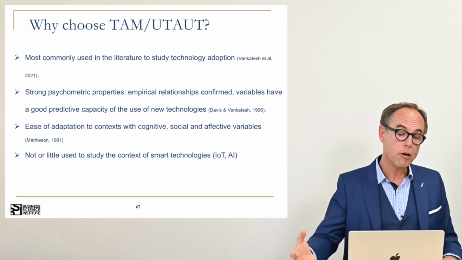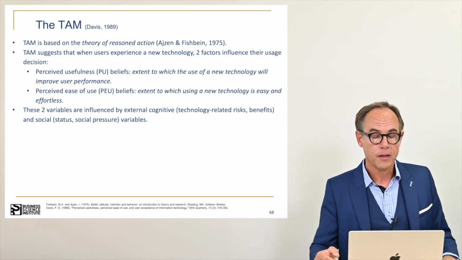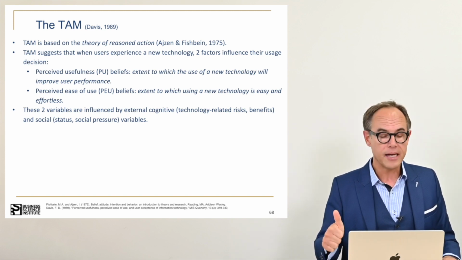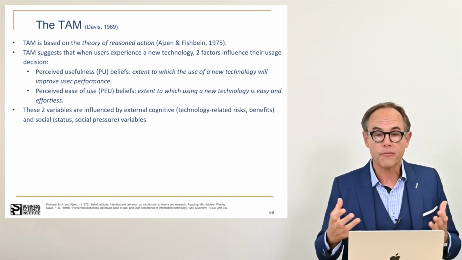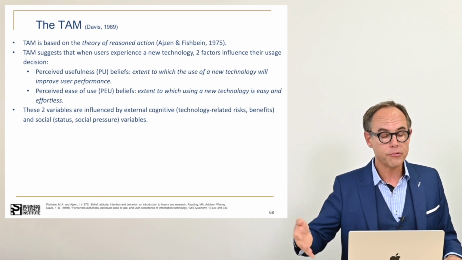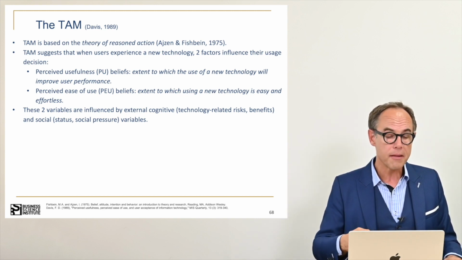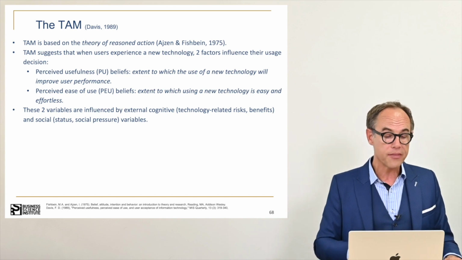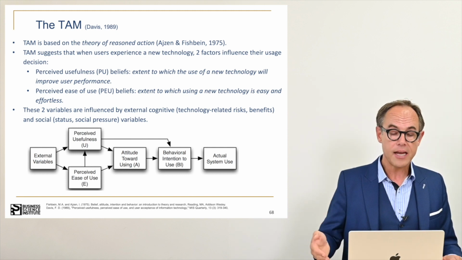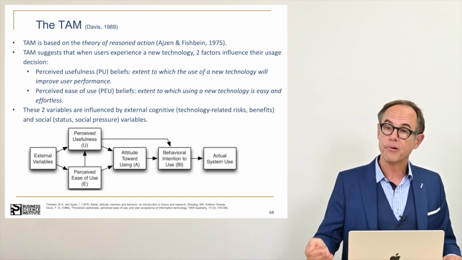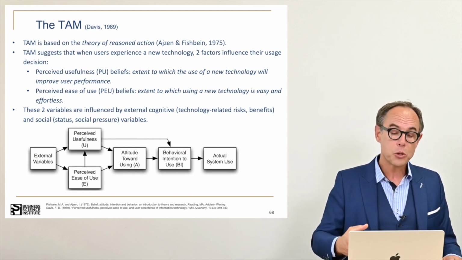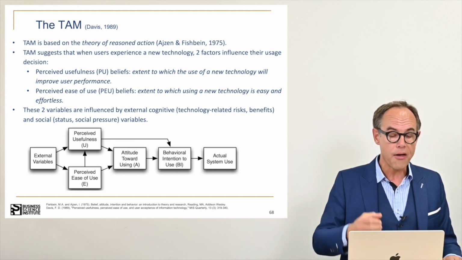So let's have a short overlook at the 2 main theories. First of all, there's the technology acceptance model, the basic TAM, developed in 1989 in the context of PC acceptance. It is based on the theory of reasoned action, but above all it shows that there are 2 basic variables: the benefits, perceived usefulness, the extent to which the use of a technology will improve user performance, and perceived ease of use, so ergonomics, the extent to which using a technology is easy and effortless.